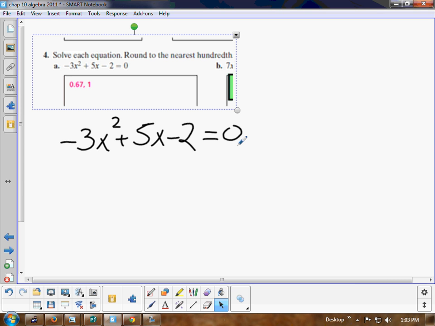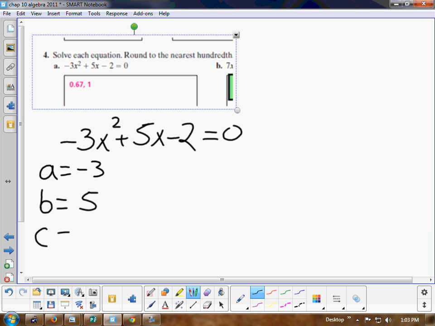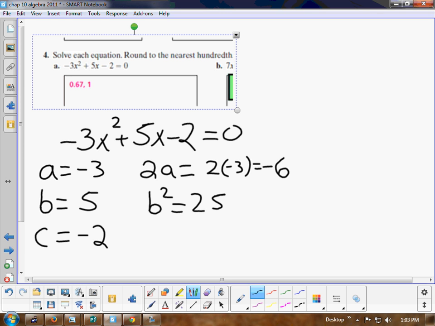Okay, so is this in standard form? And the answer is yes. Okay, right away we can pick off A is 3, B is 5, and C is negative 2. For the quadratic formula, we need 2A, which would be 2 times negative 3, which is negative 6. We need B squared, that's going to be 25. And I need the opposite of B, which is negative 5.